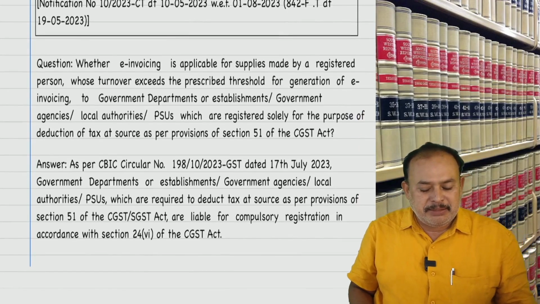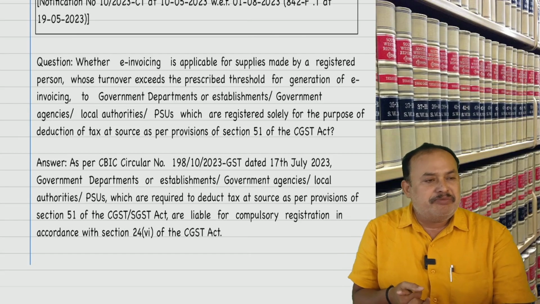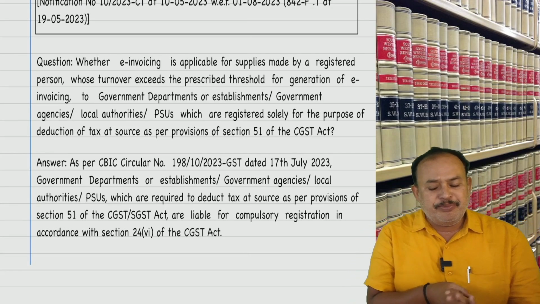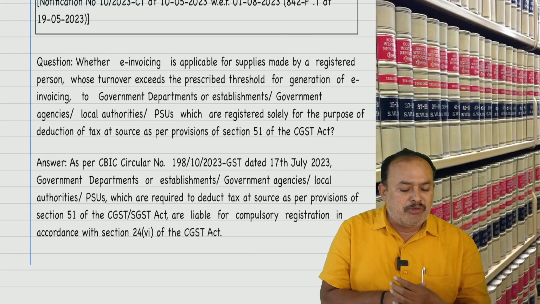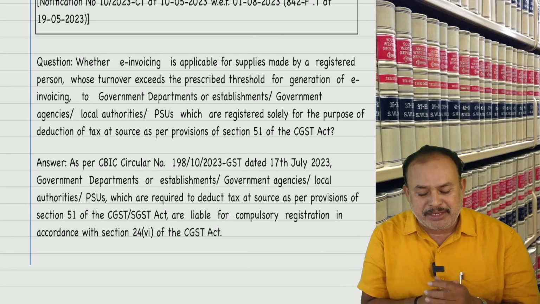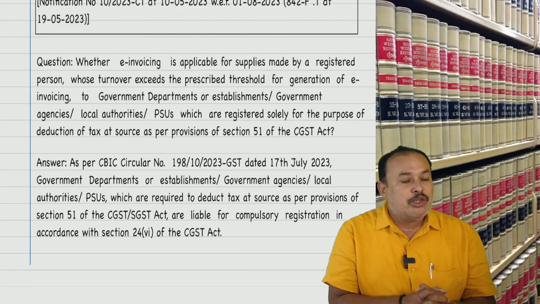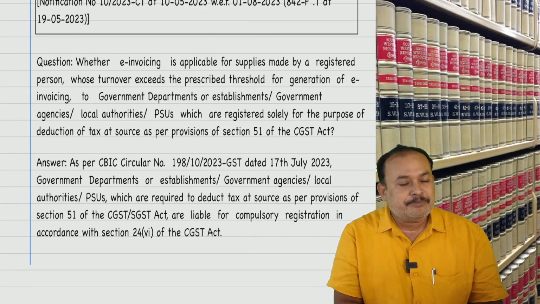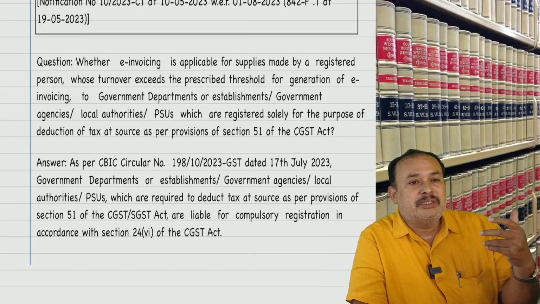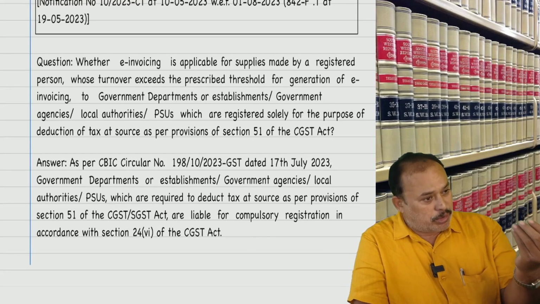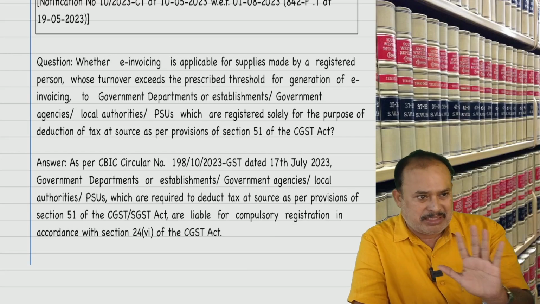So further, they have given here a clarification: whether E-Invoice is applicable for supplies made by a registered person whose turnover exceeds the prescribed threshold limit for generation of E-way bill, E-Invoice, to government departments. Sir, my name is Raja Ram. My turnover 8 crores. For me, E-Invoice mandatory, correct?